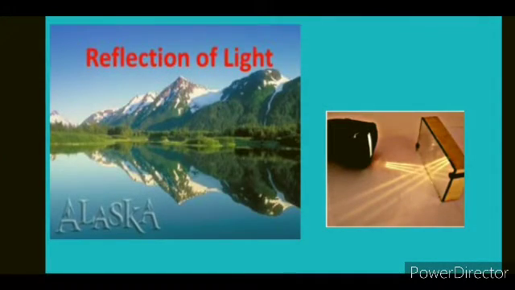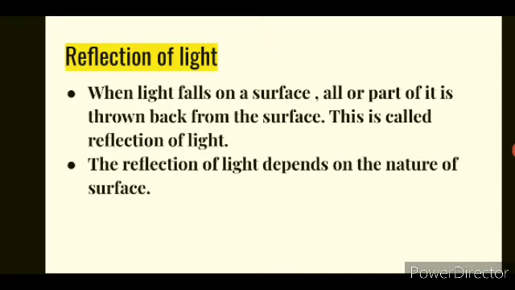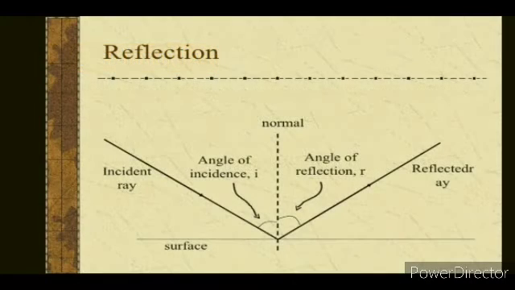Now we will talk about reflection of light. When light falls on a surface, all or a part of it is thrown back from the surface. This is called reflection of light. The reflection of light depends on the nature of the surface. As you see in this figure, reflection takes place.